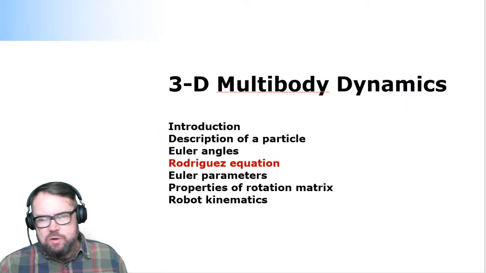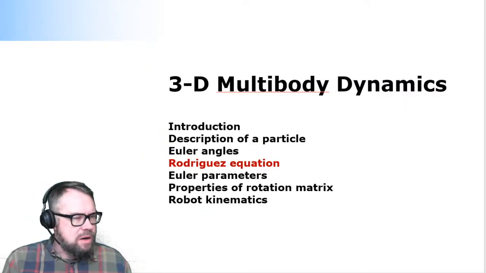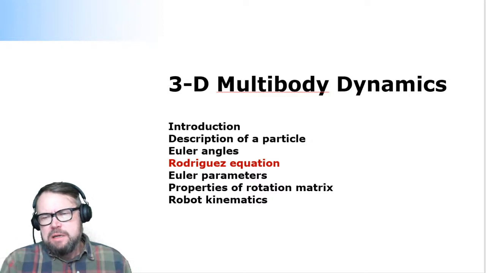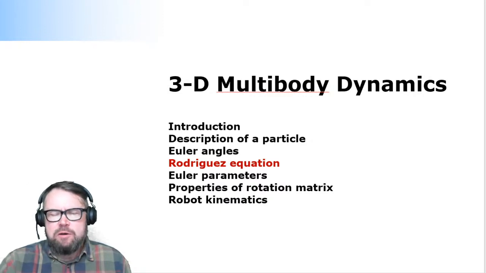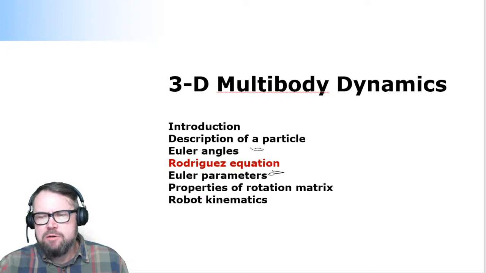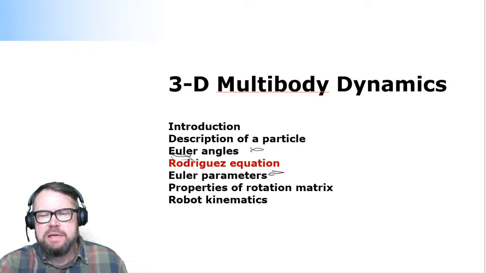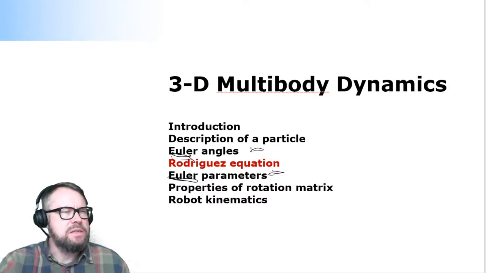But let's move on. Let's leave the whole topic of the three parameters and see what it means if we have four parameters. The mother of the methods based on four parameters is called the Rodriguez equation. The Rodriguez equation is something that we can use to derive other types of rotation matrices that are based on four parameters, such as Euler parameters. And remember, Euler angles and Euler parameters are not brothers, they are not relatives, even though both have the name Euler in them.